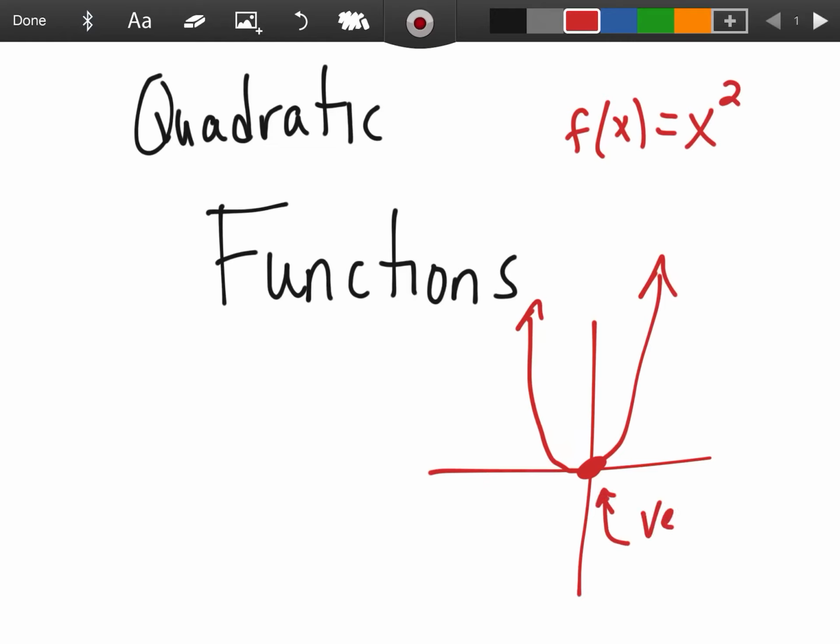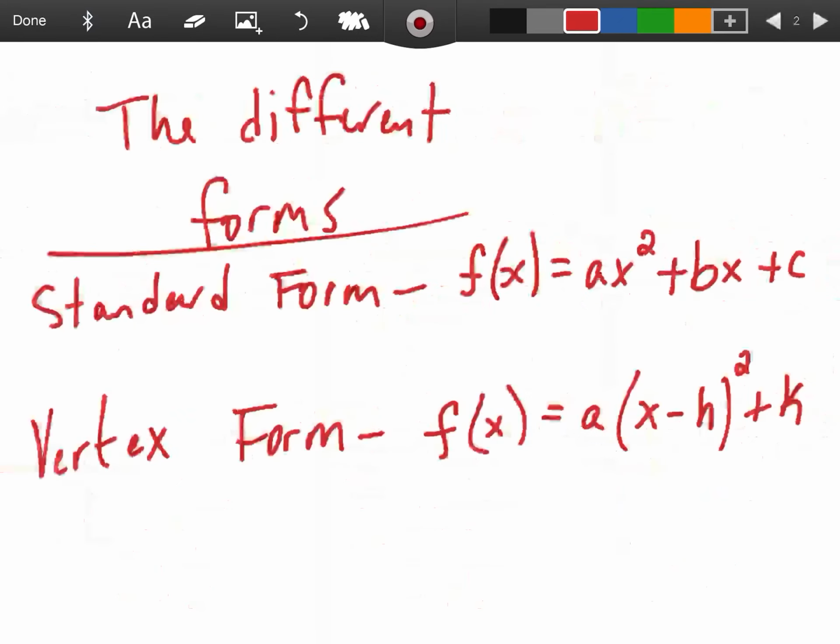So this is its vertex. And in this case, it's at the origin, so it's at 0, 0. All right, so we're going to start off by taking a look at two different forms. These two different forms that we're looking at are standard form and vertex form.